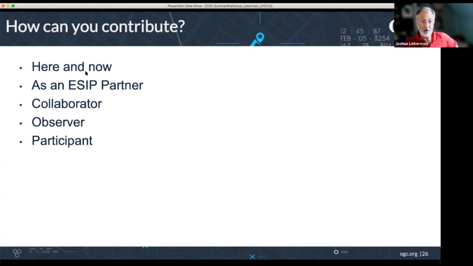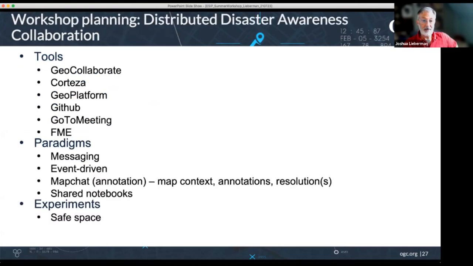How can you contribute? Well, you already have, by responding to the poll. As an ESIP partner, I'll be working with Dave and others to come up with joint OGC ESIP activities, such as maybe a sprint, that can pursue some of these as a collaborator, which I'll mention just quickly, or as an observer or a participant in the pilot, and contact me if you'd like more information about that.